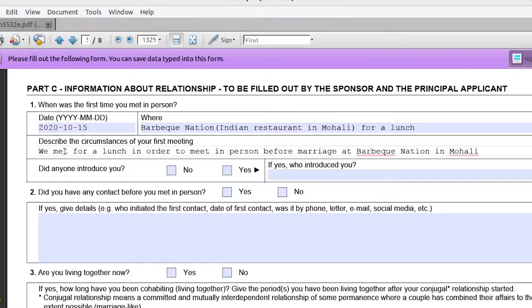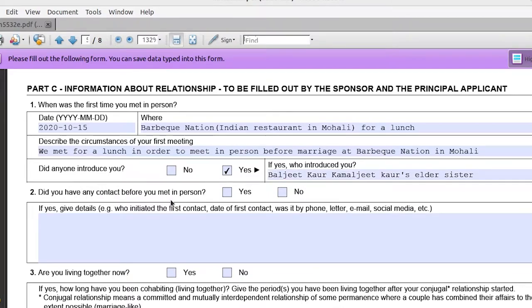So you need to make a brief line that will explain the purpose of your meeting and the circumstances. Did anyone introduce you? No or yes. If someone introduced you, let's say you are in an arranged marriage and someone has introduced you to your wife, then you need to click yes and add the name of that particular person. If yes, who introduced? My wife's sister introduced me to her by exchanging her number as well. So I'm going to write my wife's sister's name, Kamaljeet Kaur's elder sister. Alright.